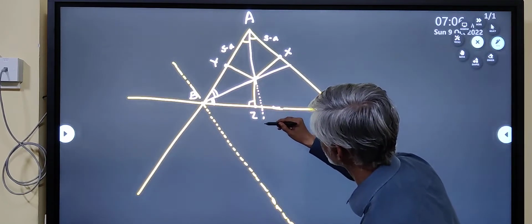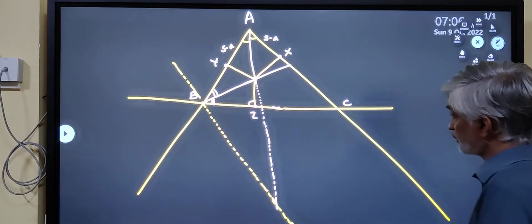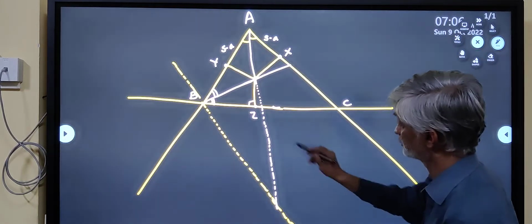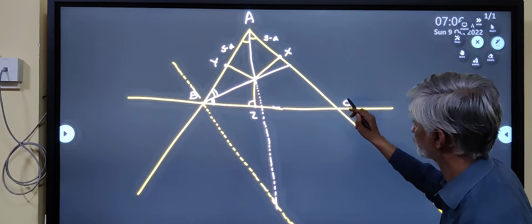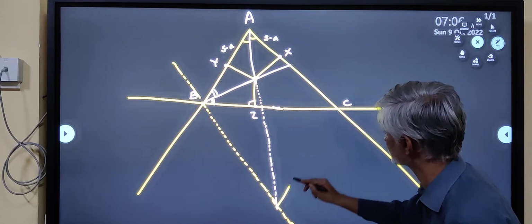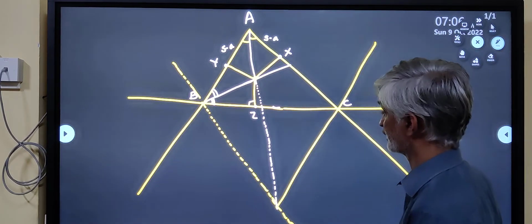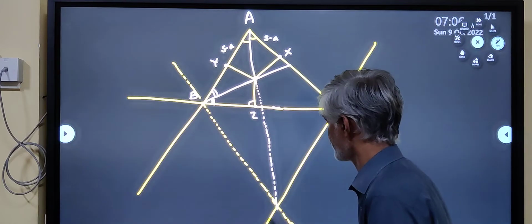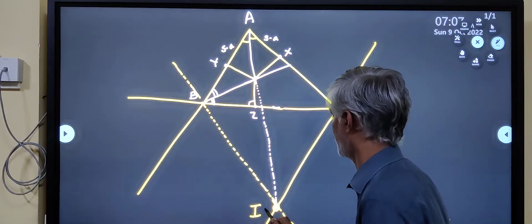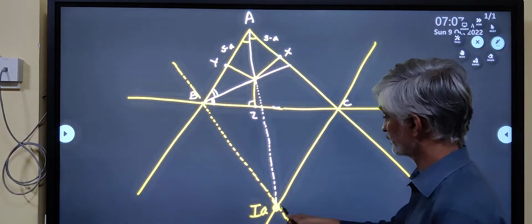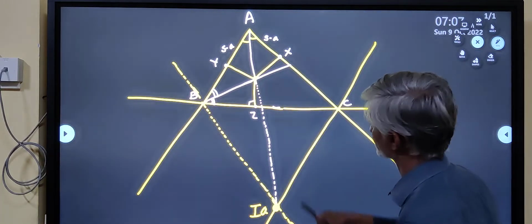Now this particular line, if you extend, okay, so let me draw the bisector of angle C, but from the external angle, and this angle bisector of C, the external angle here. Now look at this point. This is a very interesting point. Let me just call this IA. Now IA is the intersection of the external bisector of B and the external bisector of C.